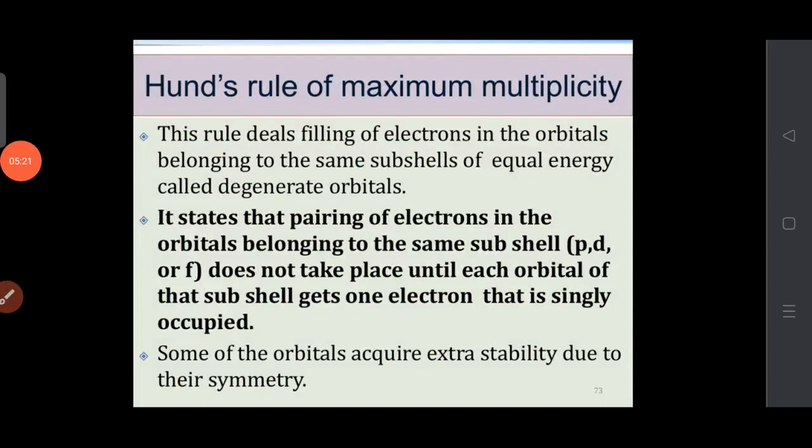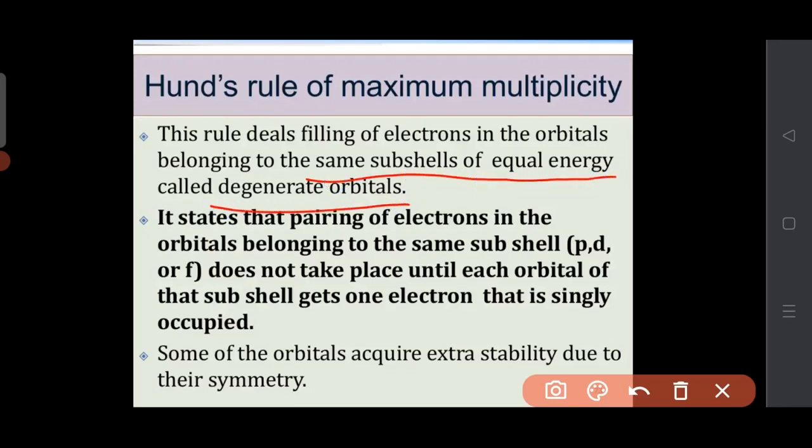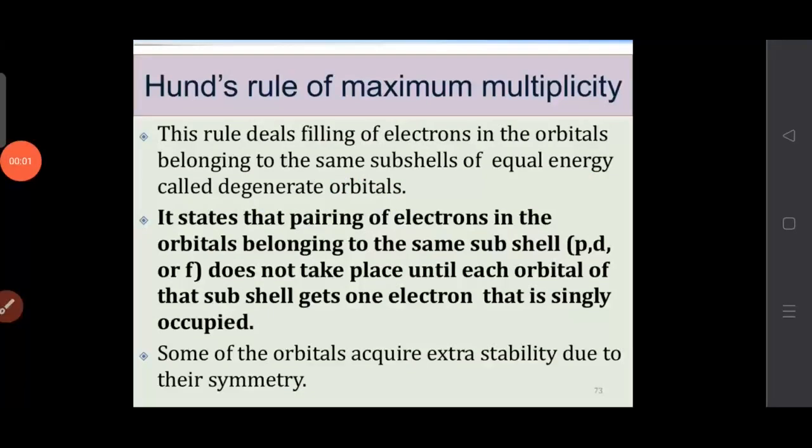Next we are coming to Hund's rule. Our next topic is Hund's rule of maximum multiplicity. This rule deals with the filling of electrons in the orbitals belonging to the same subshell of equal energy, called degenerate orbitals. The subshells which have equal energy are called degenerate orbitals.